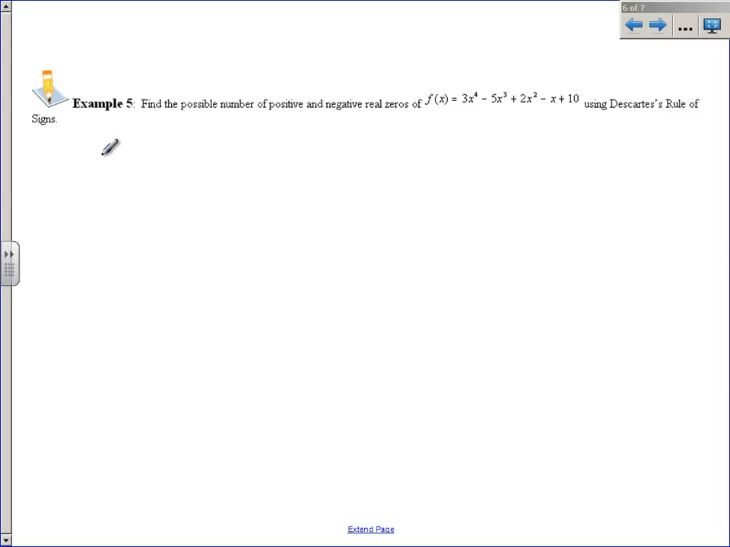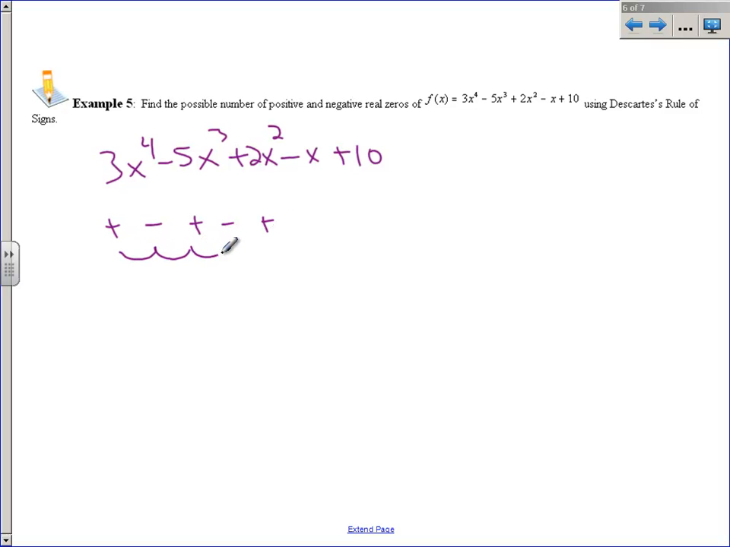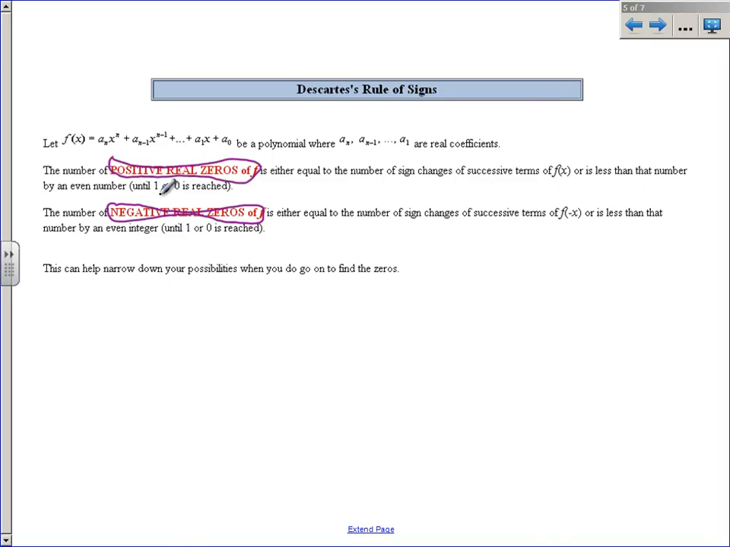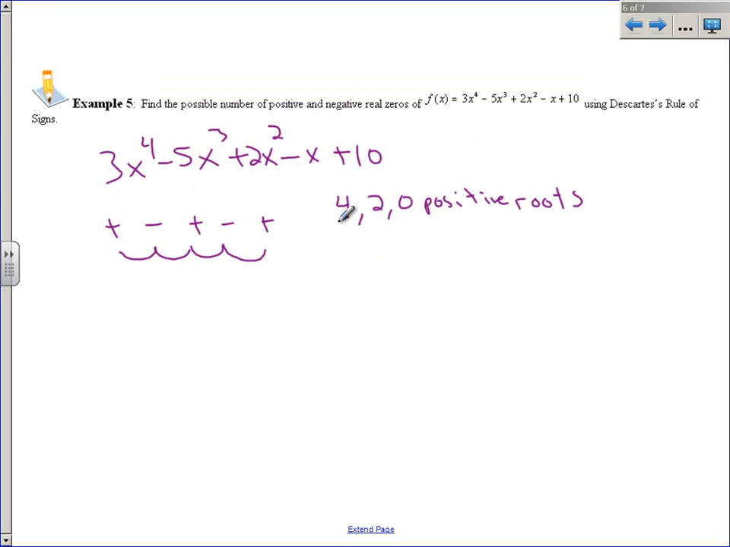Here I'm just going to list these terms as 3x to the 4th minus 5x cubed plus 2x squared minus x plus 10. So first of all, let's see how many sign changes we have. We go positive, negative, positive, negative, positive. So here's 1 sign change, 2 sign changes, 3 sign changes, 4 sign changes. So there are 4, 2, or 0 positive roots. I want to tell you why I said 4, 2, or 0. It says or less than that number by an even number until 1 or 0 is reached. So once you figure out the number of sign changes, you need to subtract 2 off until you get to 0. So what this means is this graph either has 4 positives, 2 positives, or no positives.